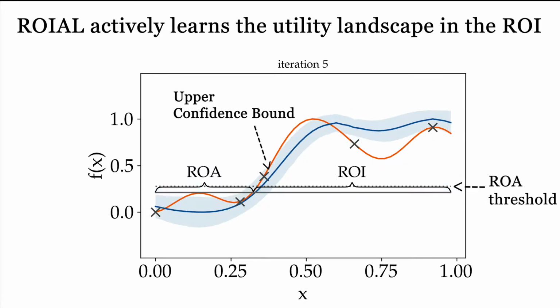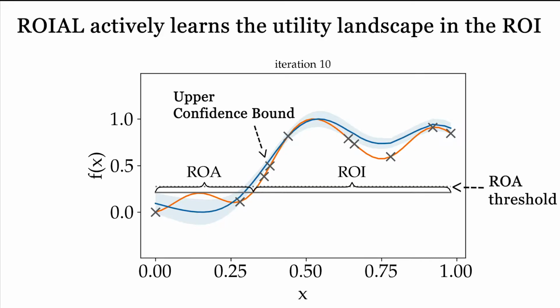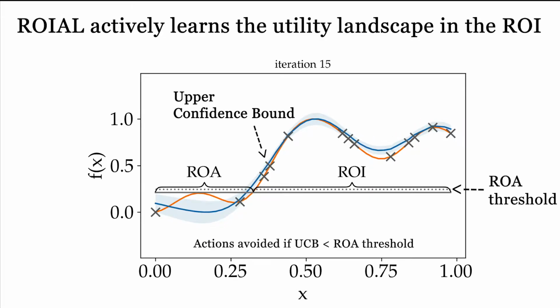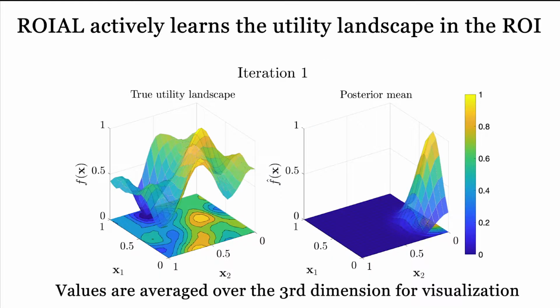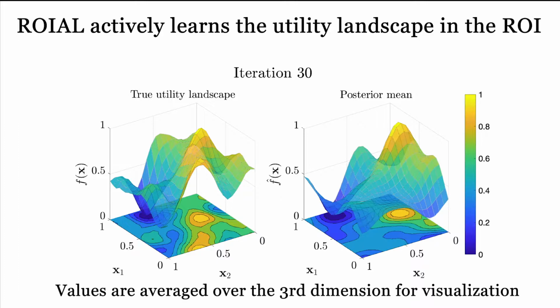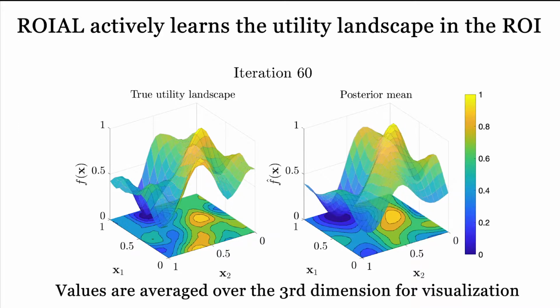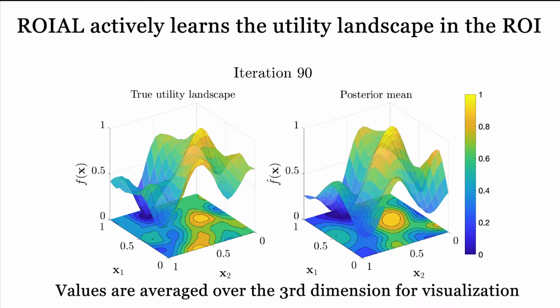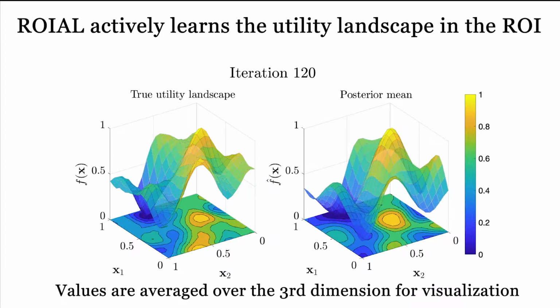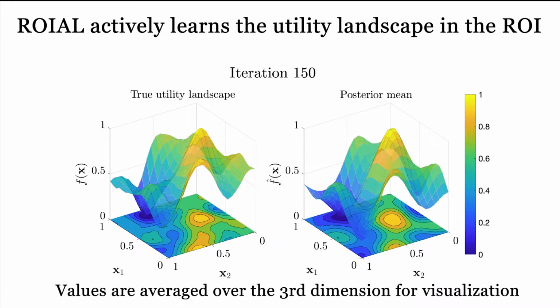Initially, ROIAL samples widely across the action space. After iteration 5, ROIAL stops querying points in the region of avoidance because in that area, the posterior upper confidence bound falls below the region of avoidance threshold. We demonstrate ROIAL's performance in simulation on three-dimensional functions. ROIAL successfully captures the region of interest and learns the utility landscape more accurately as the number of learning iterations increases.